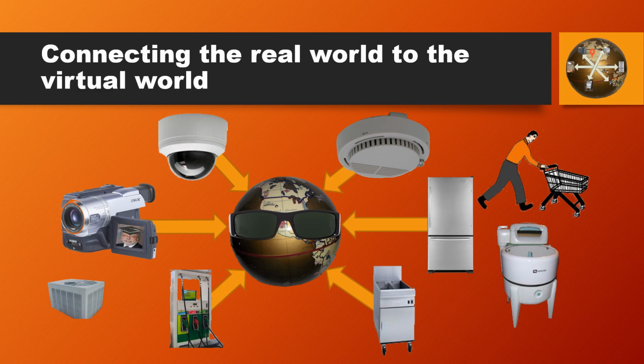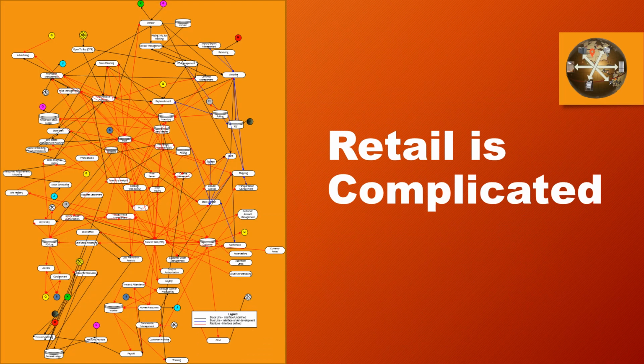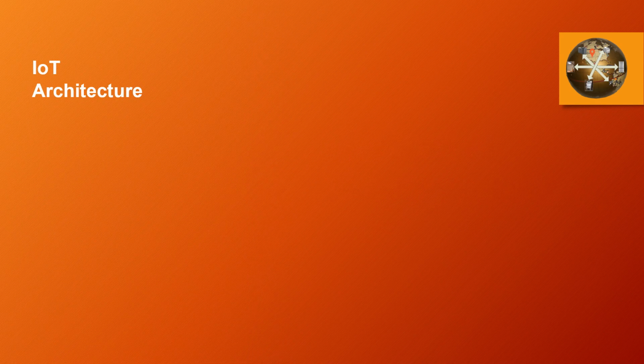IoT represents billions of sensor-driven devices connected over Wi-Fi, low-emission networks to each other, to the internet, to national networks, to distant cloud-based applications. These networks will be carrying unimaginable amounts of data that can be captured and analyzed for invaluable business intelligence. Retail is complicated. This is a map of all of the applications in a retail environment and their interconnectivity. When you bring in the IoT world, this map becomes really, really messy. So now let's take a look at the IoT architecture itself.